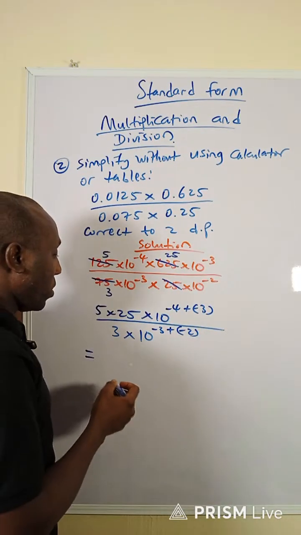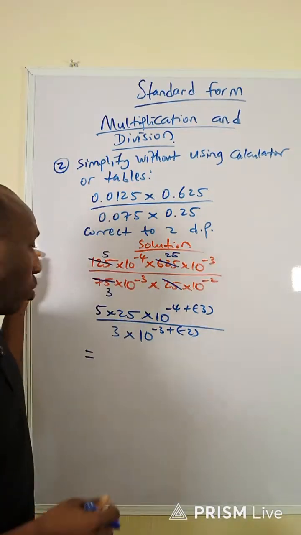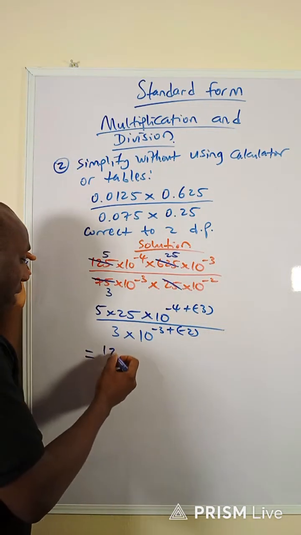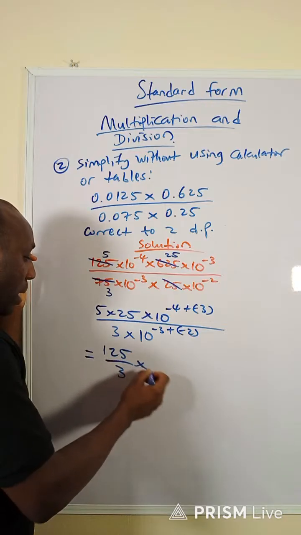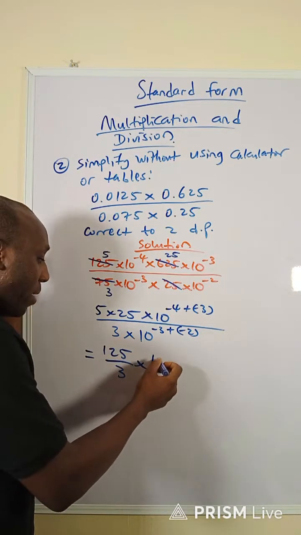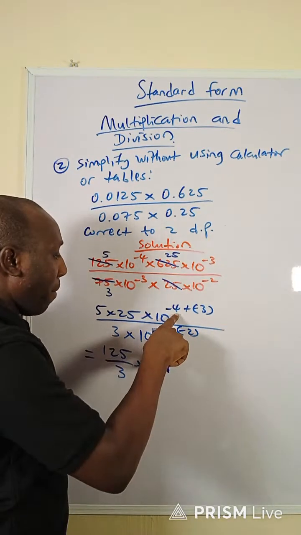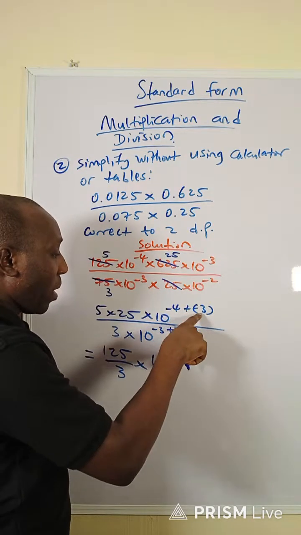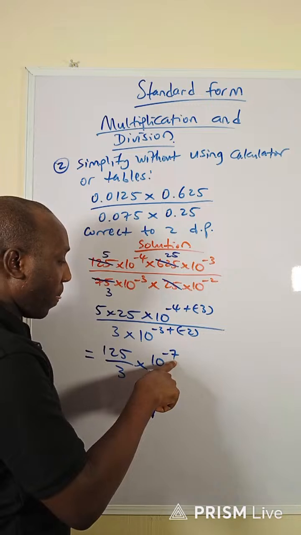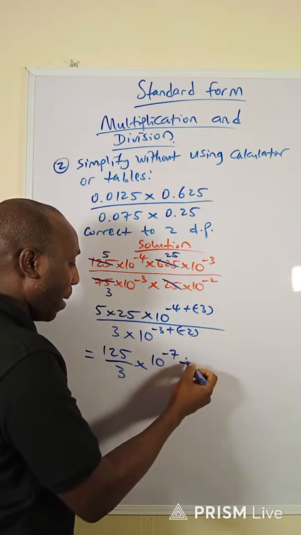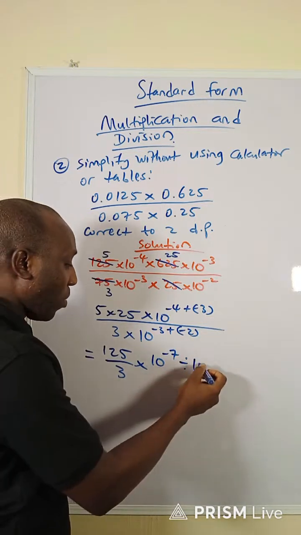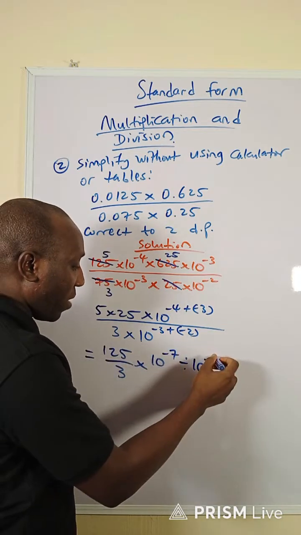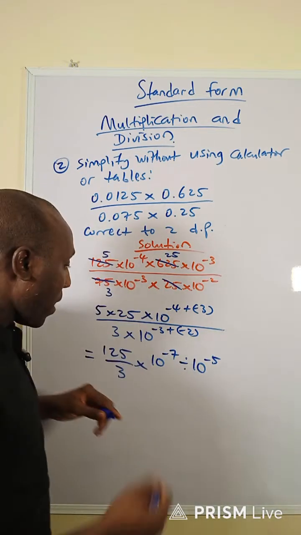So this will be equal to what? What is 5 times 25? That's 125 again. So we have 125 over 3 times 10 raised to the power of what? Minus 4 plus minus 3. This is minus 7, because plus minus is minus. Minus 4 minus 3 is minus 7. But divided by 10 raised to the power of what? Minus 3 minus 2 is minus 5. Are you with me?